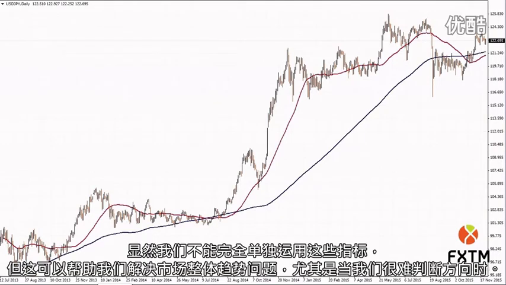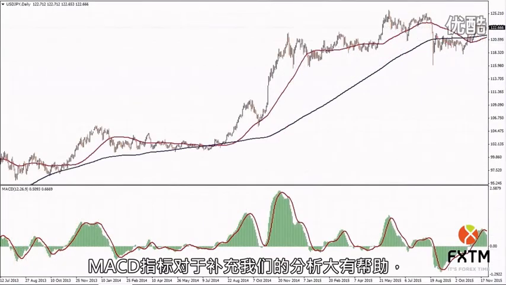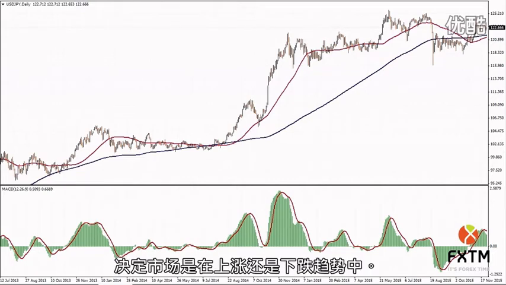Now, obviously, we wouldn't want to use this all by itself, but this can help us to address the general trend in the market, especially when it's a little bit more difficult to tell. And in fact, what a lot of investors will do is that they will then apply a regular technical indicator with their overlays. So the MACD technical indicator can do a lot to supplement our analysis once we're using an overlay like our 2 moving averages here to decide whether or not the market is in a bullish or a bearish trend.